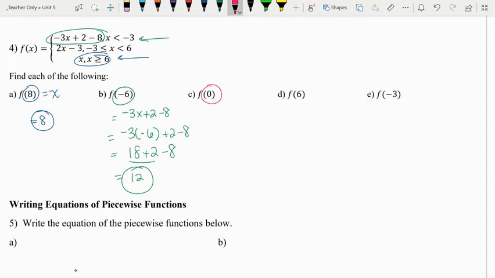Our next one is 0. That would fall into that middle category, which is 2x minus 3. So for this one, you'd have 2 times 0 minus 3, which would give me negative 3. 6 is a tricky one. You need to make sure that you're picking the right equation when it is a boundary one. Because it's a boundary one, I need the one that says equal to, so that would be this bottom equation. So this would equal x, which means my answer would be 6.